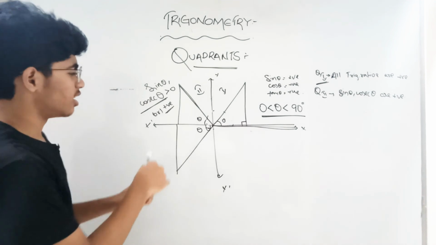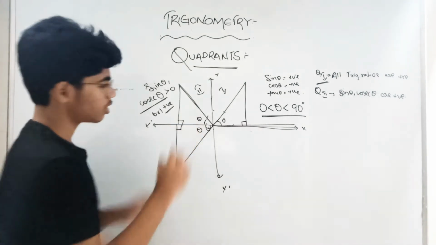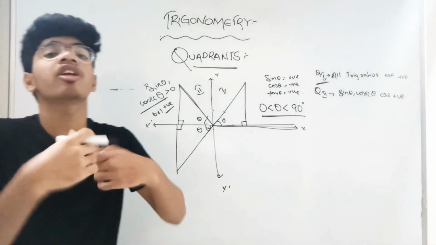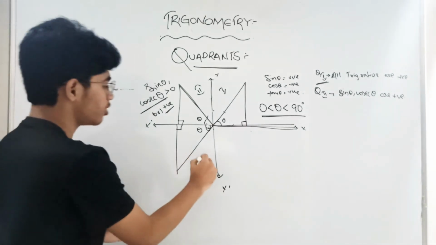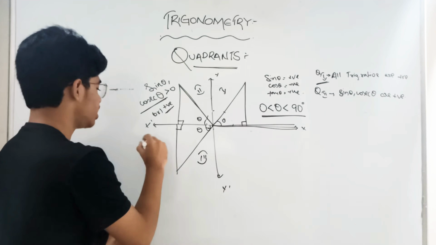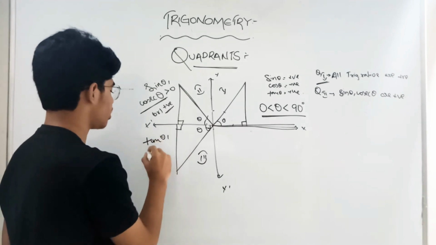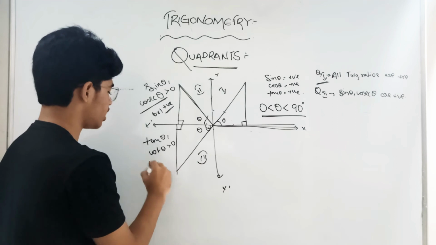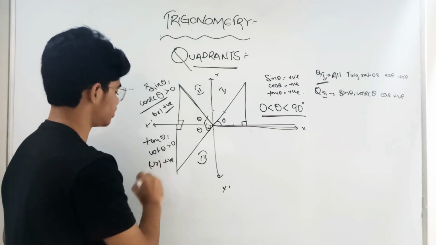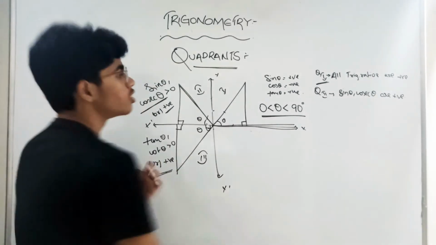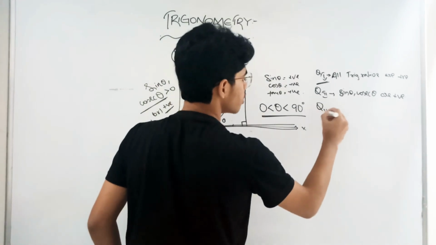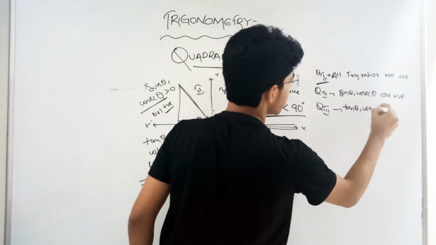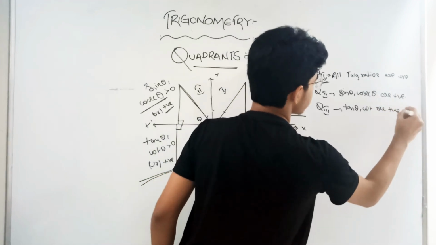So now, the same theta we have taken here. What will happen? Which trigonometric ratios are positive in quadrant number 3? Only tan theta and cot theta are greater than 0, or positive. Cool. So in Q3, only tan theta, comma cot theta are positive.